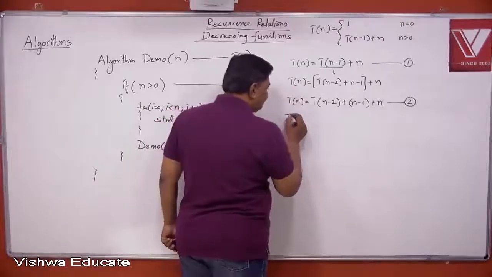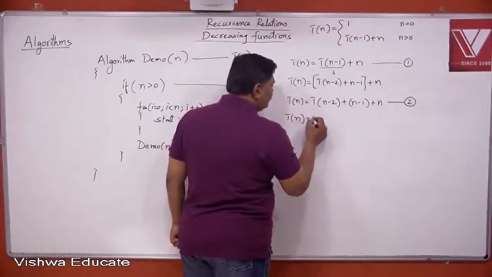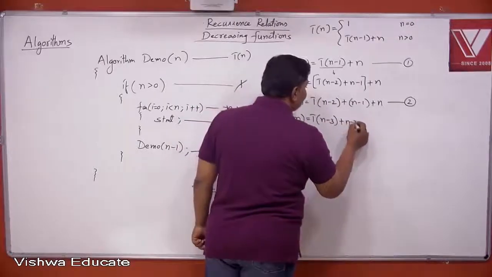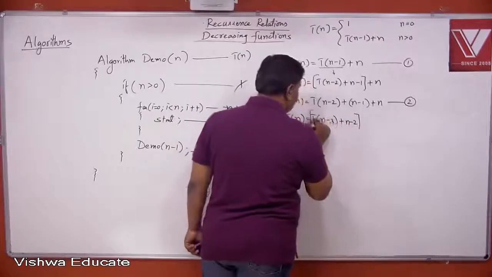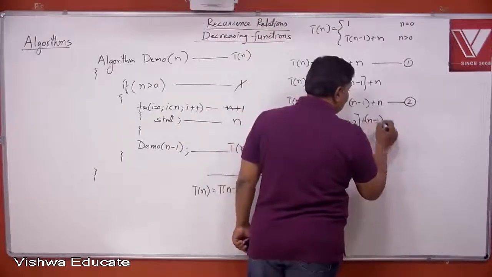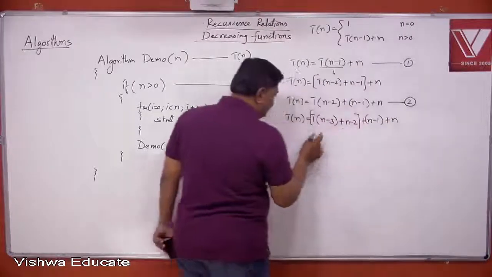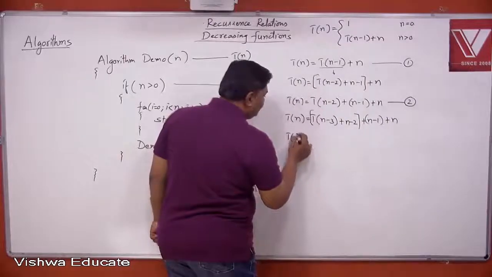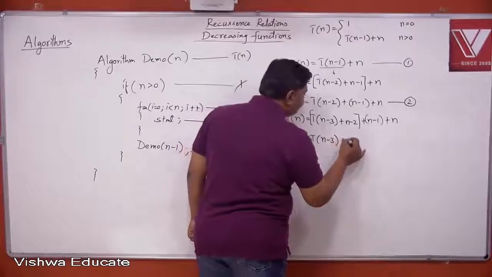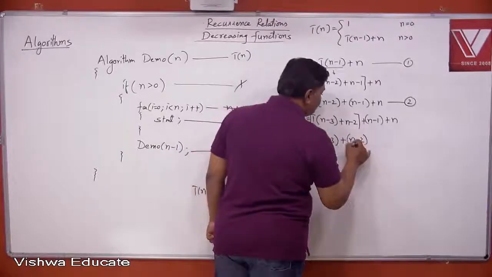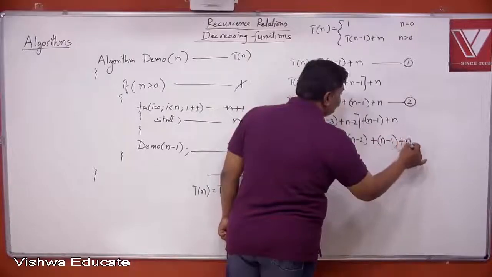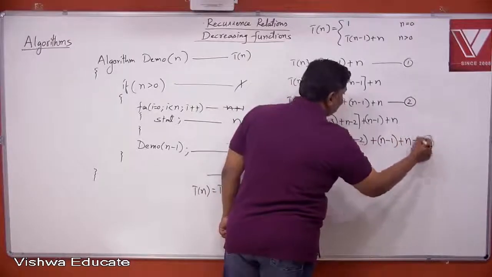Then, next, T(n) is equal to T(n-3) plus n minus 2 plus n minus 1 plus n. Expand this. T(n) is equal to T(n-3) plus n minus 2 plus n minus 1 plus n. Third one.